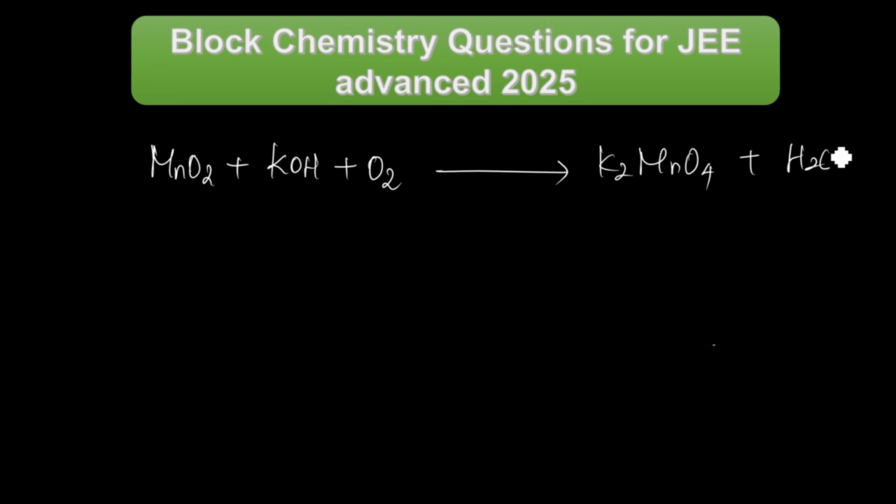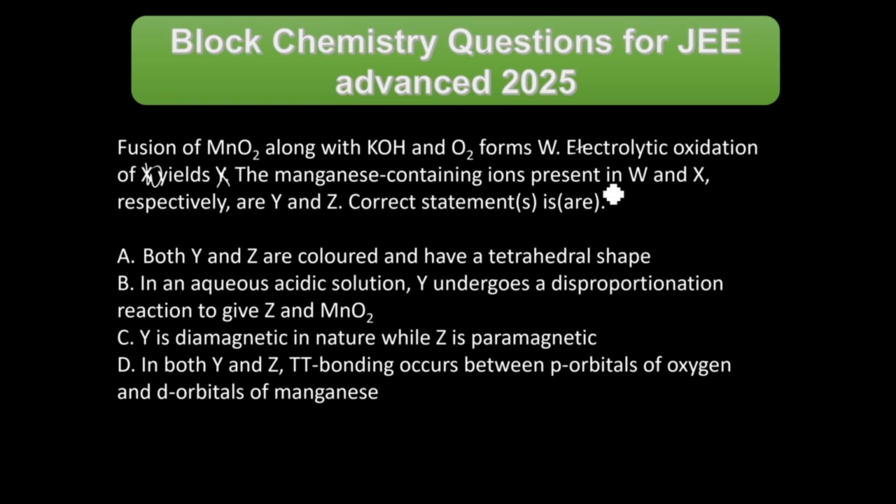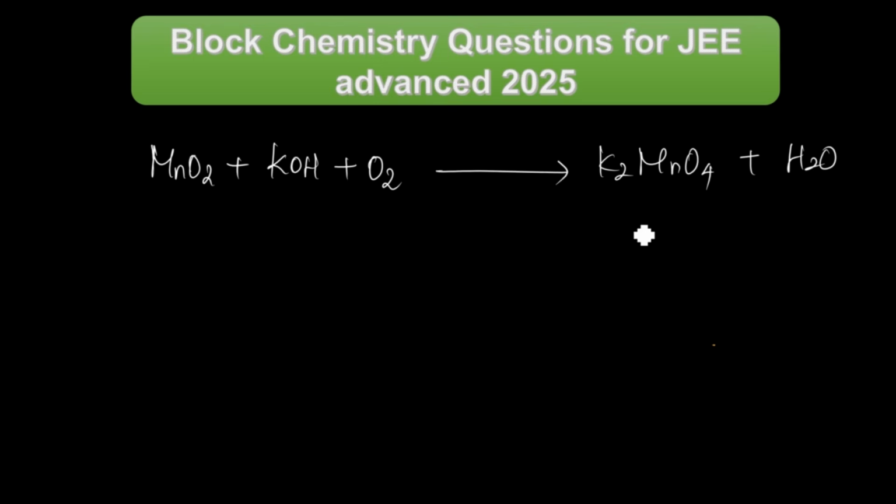So MnO2 plus KOH in the presence of oxygen, fusion will happen to give K2MnO4, correct? Along with that, water. So on electrolysis, what is the next step? Electrolytic oxidation of W yields X. So on electrolysis, this will give you KMnO4. Here MnO4 2-, after electrolysis, became MnO4-, plus KOH.